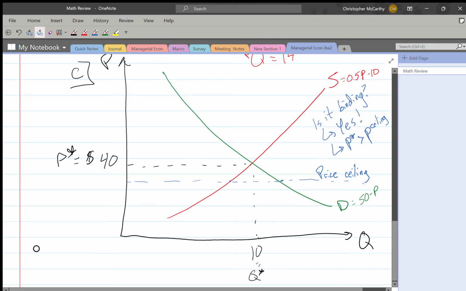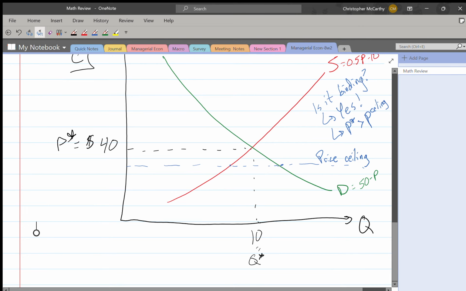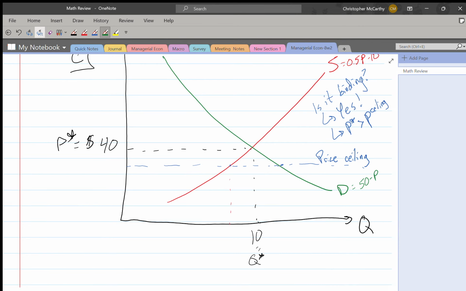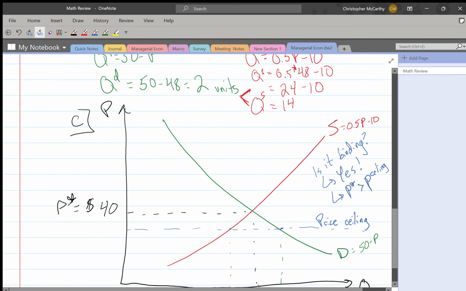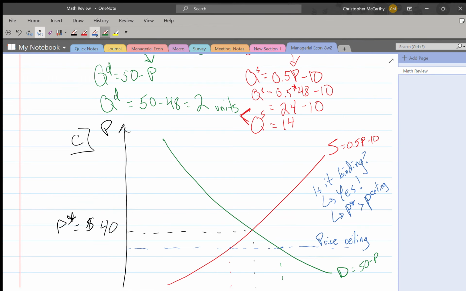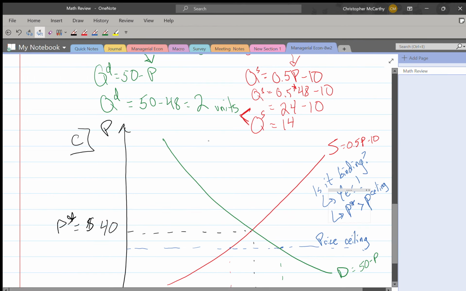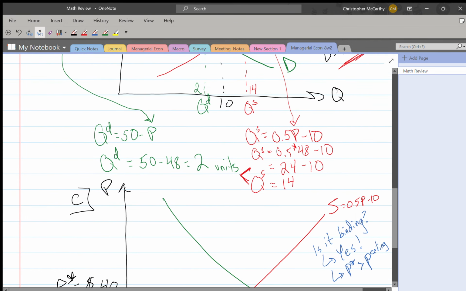Okay, so now we are asked those same standard questions in terms of what is the quantity supplied, what is the quantity demanded, and what is the shortage. Up here we had a surplus, right? And I didn't calculate that, but we can calculate it really quickly. A surplus is equal to the quantity supplied minus the quantity demanded. And so a surplus here is going to be 14 minus 2, which gives us 12 units. So that's our surplus for that first one.